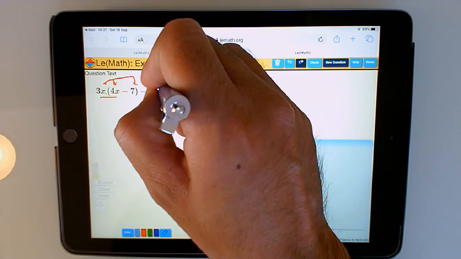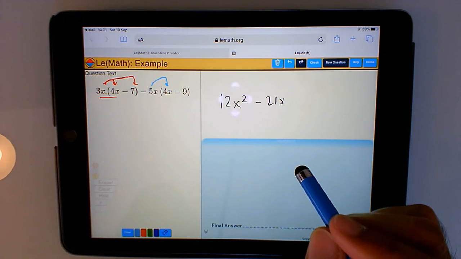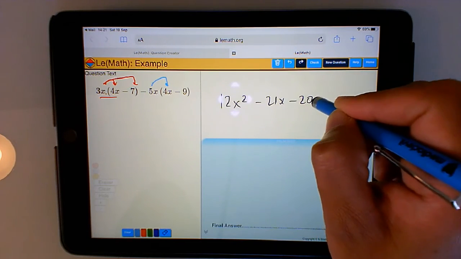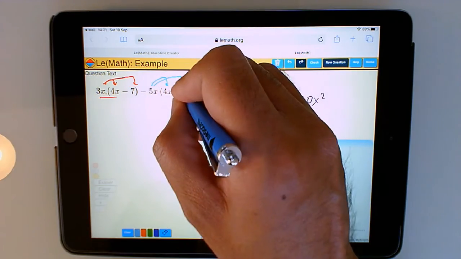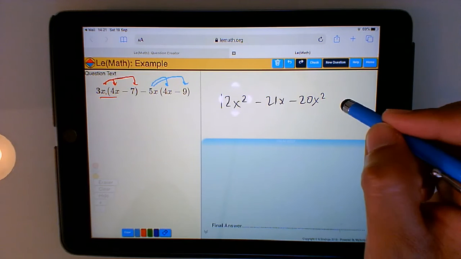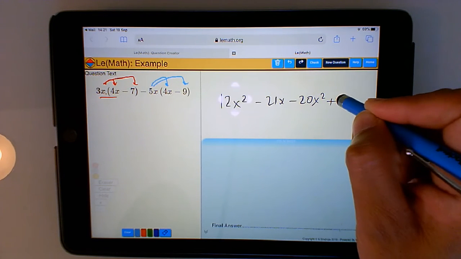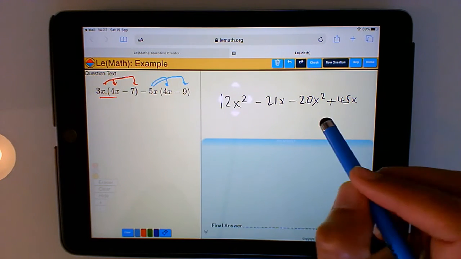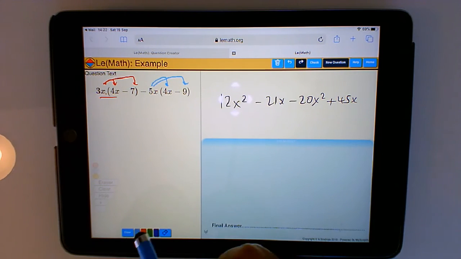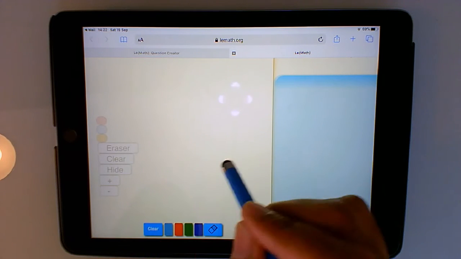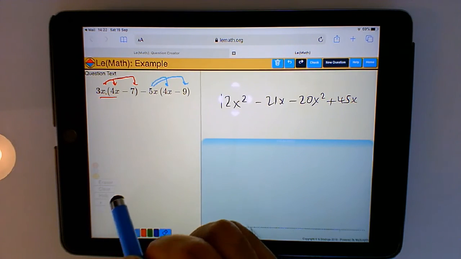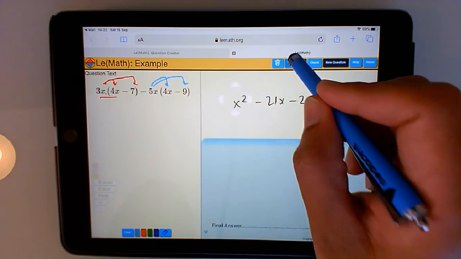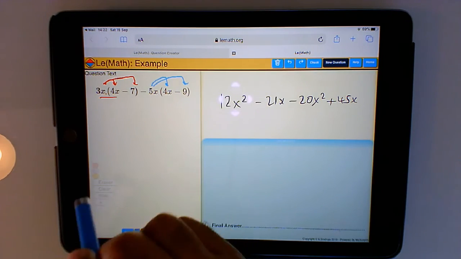Let's do the next one. Minus 5x times 4x is going to be minus 20x squared. And then minus 5x times minus 9 is positive, first of all, 45x. Just remember, two minuses make a plus, so it's plus 45x. Okay, so now we need to collect together the like terms.